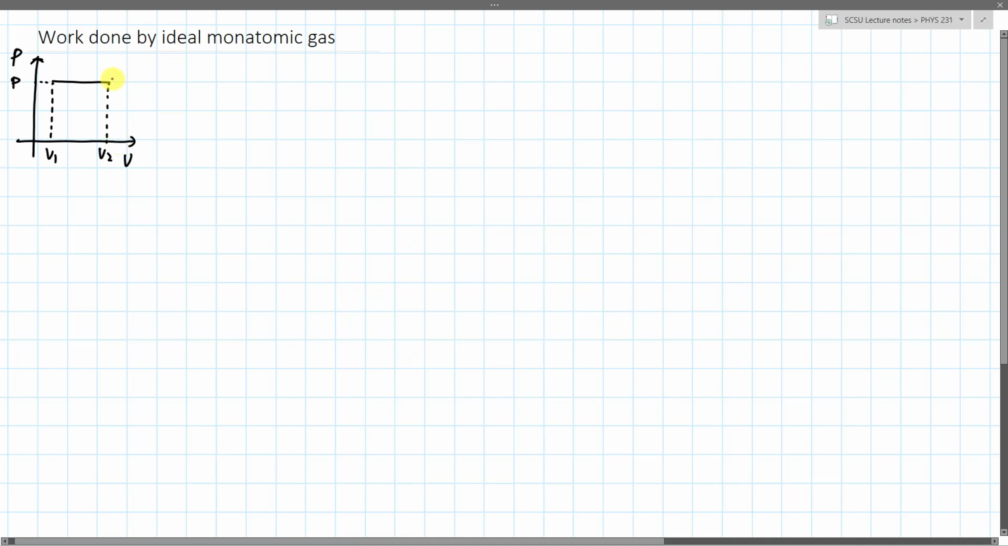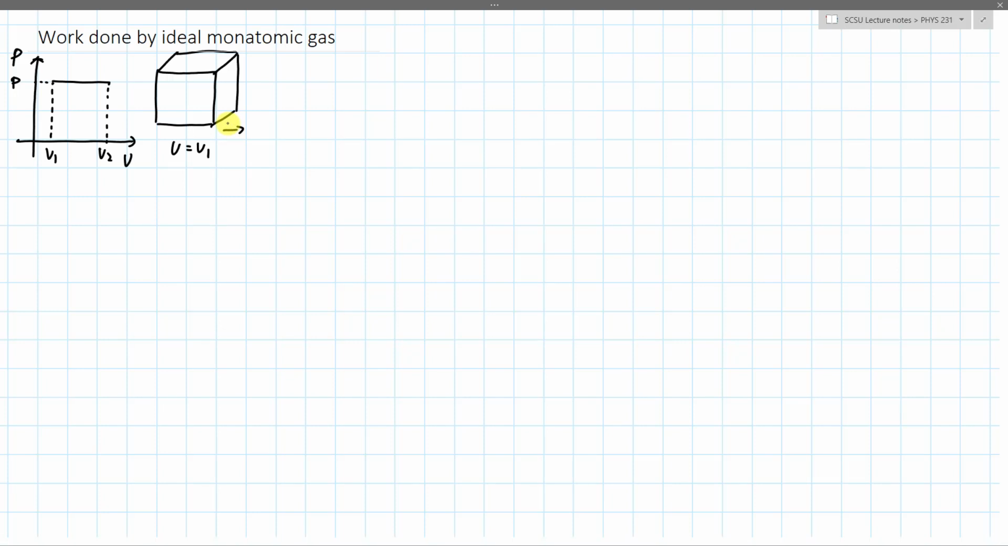So now, let's imagine this was our ideal gas enclosed in this imaginary block. So here's our ideal gas, and at the moment its volume is equal to V1. It's going to expand, and we'll make it simple. We'll just make it expand in one dimension, going this way instead of expanding in all three dimensions. This makes it easier to track.